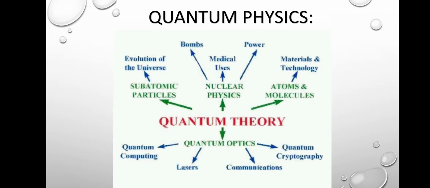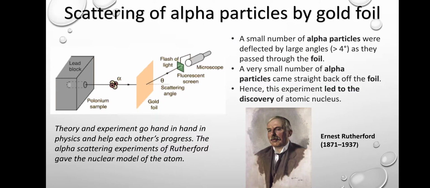Alright, so quantum mechanics came into the picture there. Quantum physics, we call it. So quantum physics has various branches like quantum optics, nuclear physics, atoms and molecules, subatomic particles, right? So all these micro particles are dealt with in quantum physics. Macro particles are dealt with in classical physics and thermodynamics and all of that. But microscopic particles, very small size particles, are dealt with in quantum physics, right?